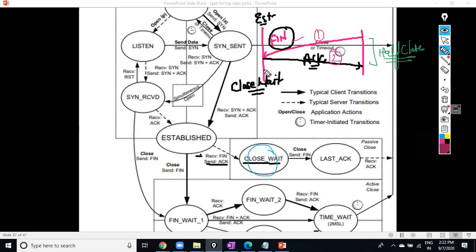Next, I'm sending FIN again. Okay, let me finish the session here. So send FIN. When I have sent the FIN, this concept is known as last acknowledgement. Now I'm waiting for the last acknowledgement. And when you receive the acknowledgement, then we close. This is from the passive close perspective.